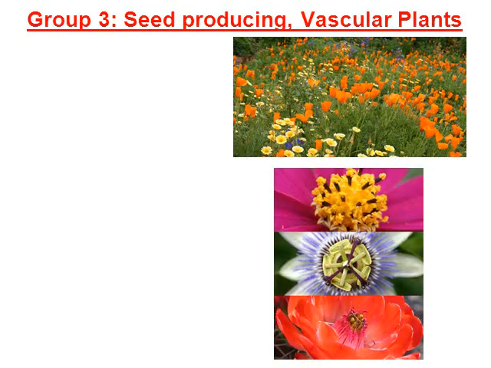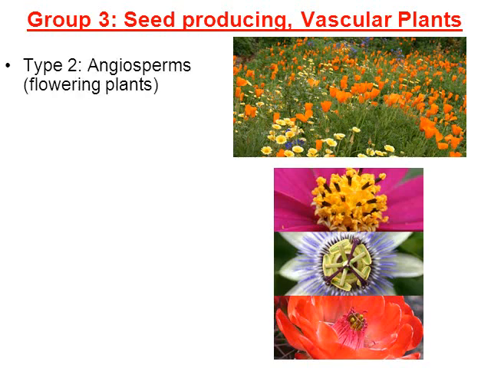So I brought up in my previous video on gymnosperms the fact that gymnosperms are seed-producing and vascular. Well, so are angiosperms. So that's why it says type 2. Type 1 was my other video on gymnosperms. So angiosperms are what we call flowering plants, and they are seed-producing and they are vascular.